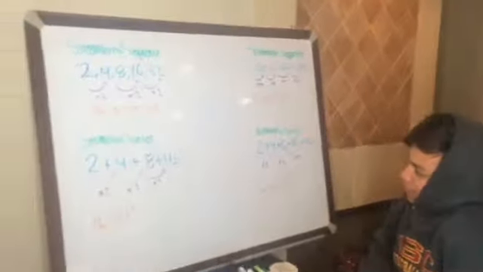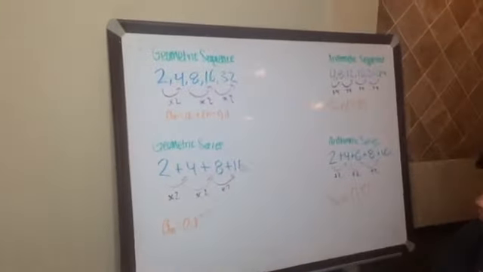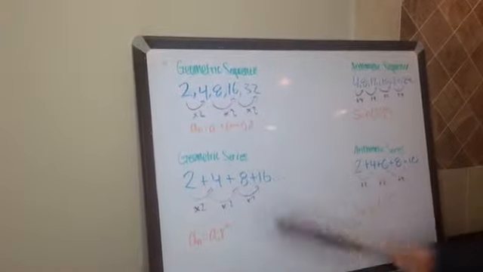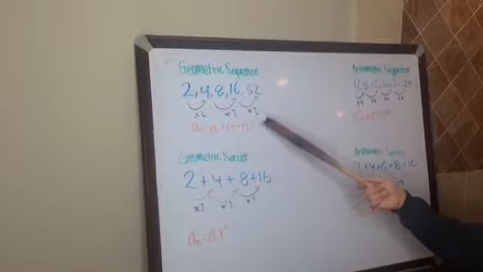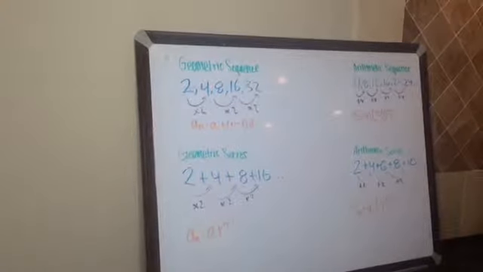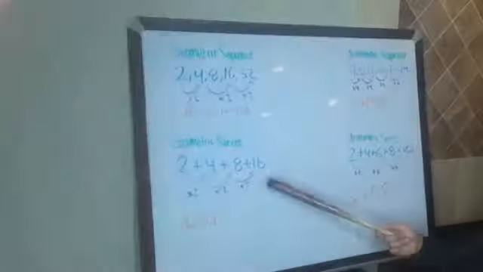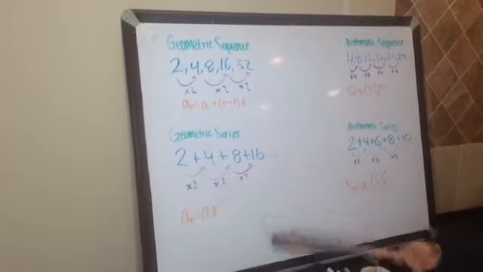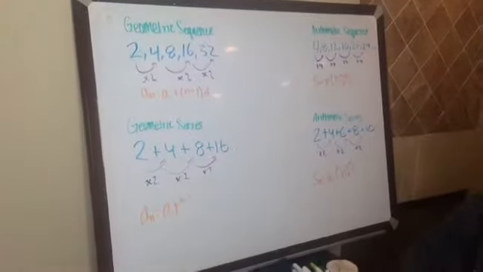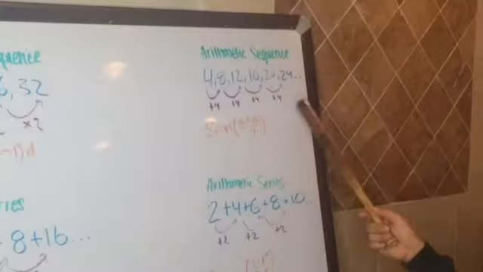Alright, so we have geometric sequence, geometric series, arithmetic sequence, and arithmetic series. For the first one, we have geometric sequence. Sequence means to separate the numbers by commas, so that's what we did here. The pattern is we multiplied by 2 right here, and the formula is a_n equals a_1 plus (n minus 1) times d. Geometric series right here. Series means to separate the numbers by plus signs, so that's what we did here. We still multiply each number by 2, and the formula is a_n equals a_1 r to the power n minus 1.